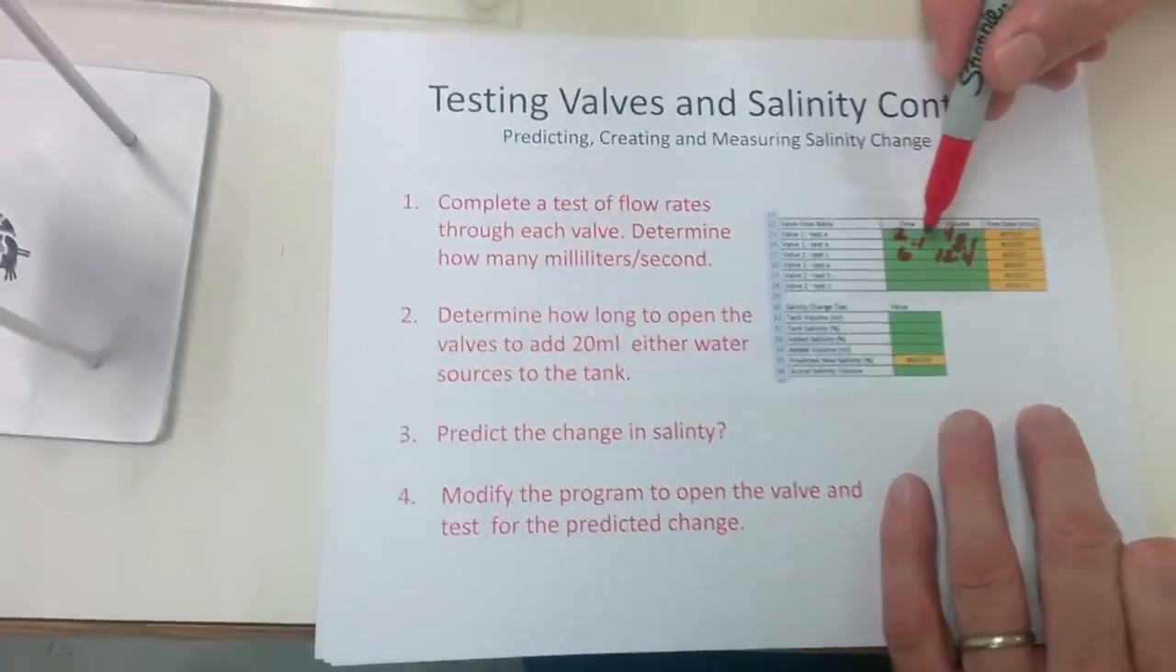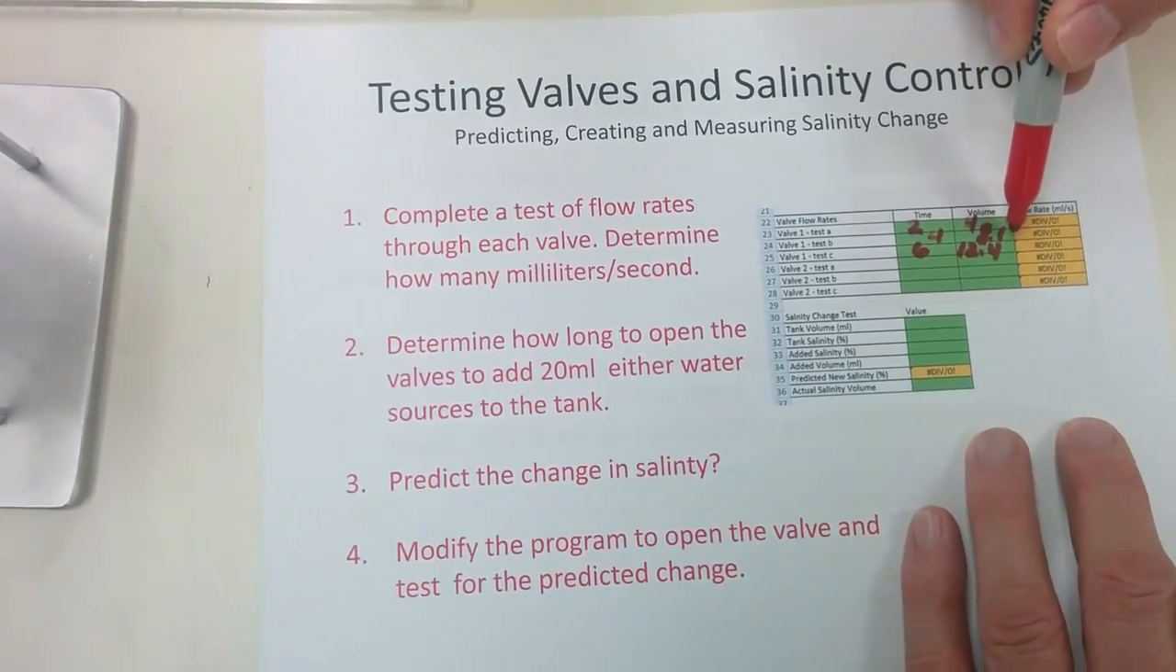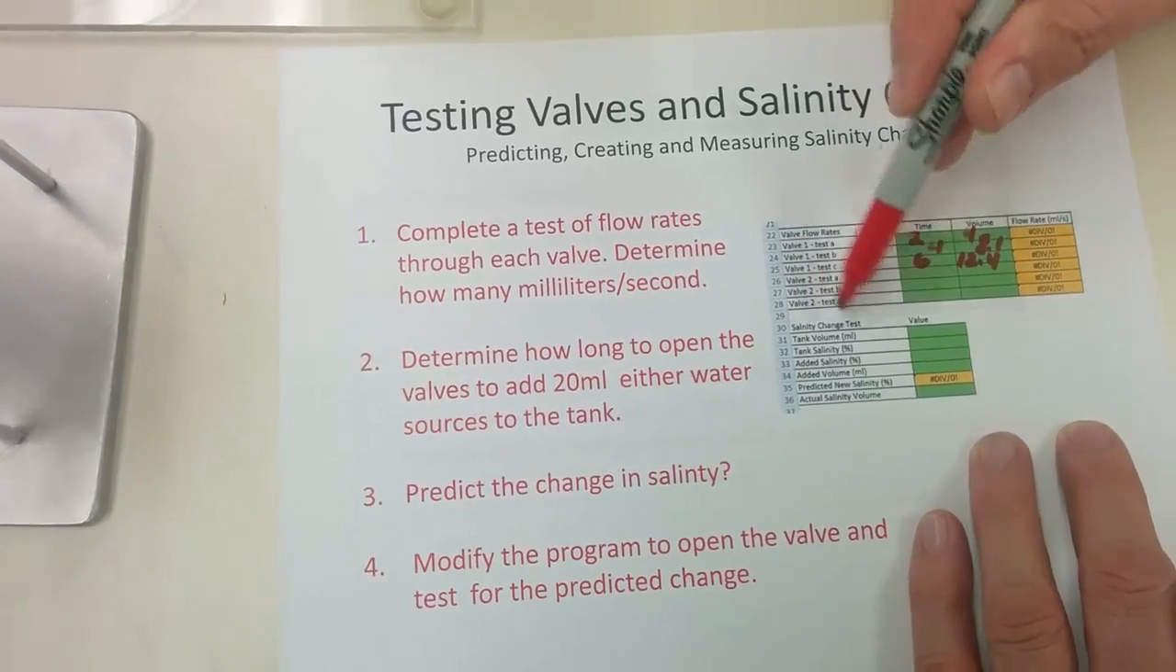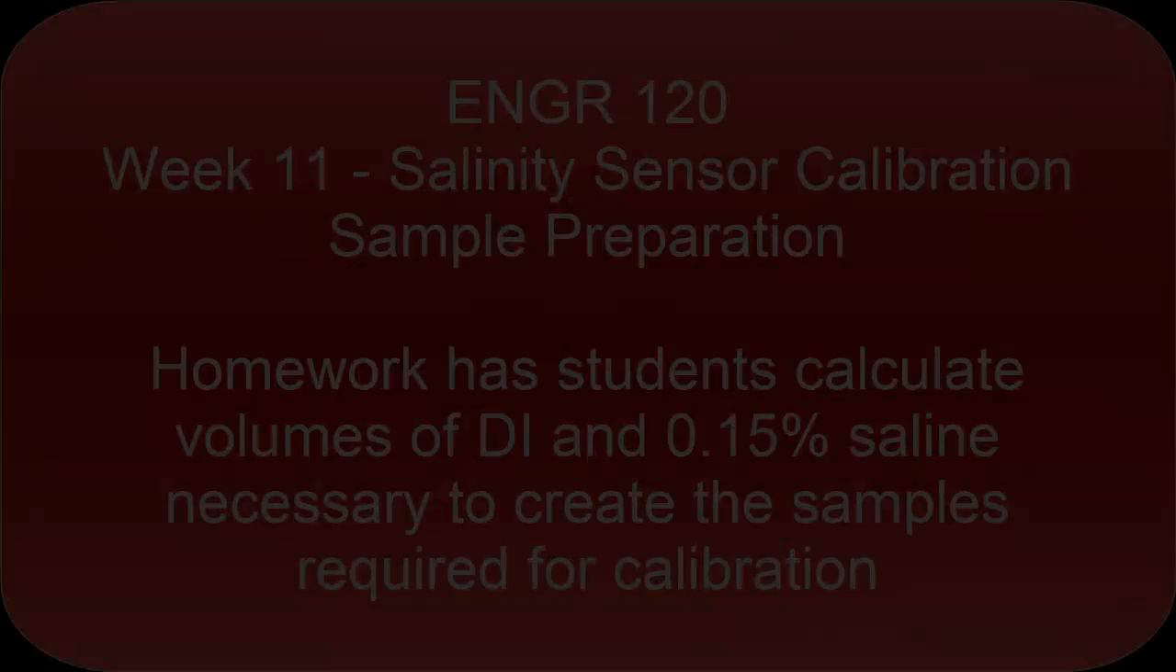So using that, we did 4 seconds, got about 8.1 grams. We'll do another trial and get that value. You'll repeat that on valve 2.